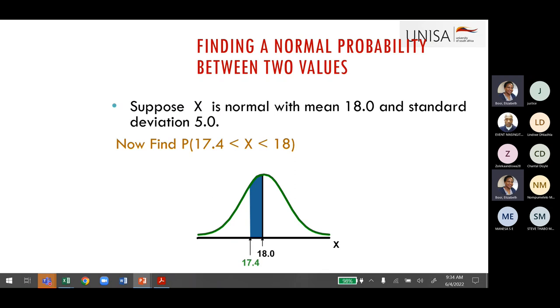Suppose X is normally distributed with the mean of 18 and the standard deviation of 5. Now, find the probability that X lies between 17.4 and 18. Okay, let's go and find that probability. Finding the probability, I always like to write it inside. So I know that I'm answering that question, finding the probability. So for 17.4, I'm going to find the probability that it lies, because now I'm going to be calculating Z. And I need to do it also for 18.